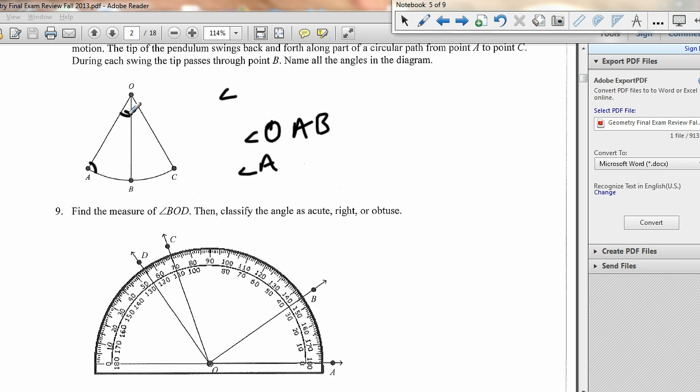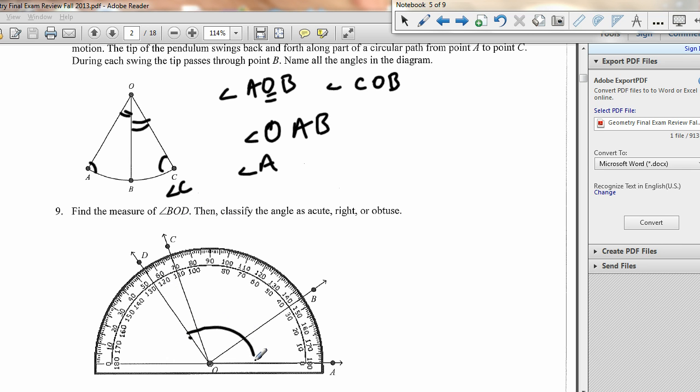So if I was talking about the left angle, it'd be AOB, O being in the middle. Or angle COB, that would be this angle over there. So if there's no confusion, you can just name it like angle C, or you could use all 3 letters. If there is some confusion, you have to use 3 letters, with the middle letter being the angle we're talking about. Find the measure of angle BOD.